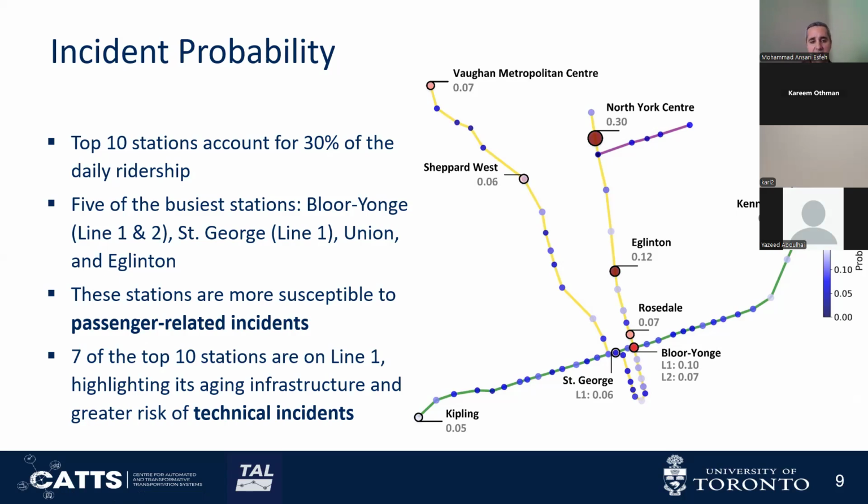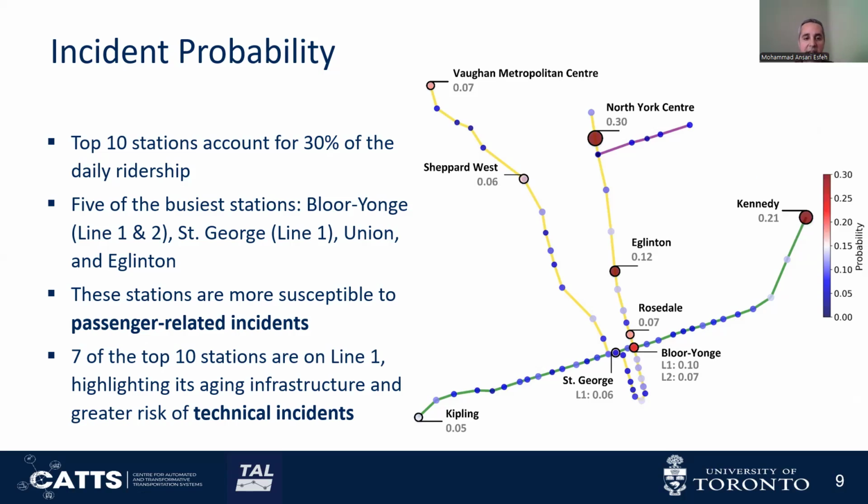And 5 of these stations are the busiest stations in the network, including Bloor-Yonge on line 1 and line 2, St. George on line 1, Union, and also Eglinton station. As I said before, one important factor is being exposed to passengers. Since these are the busiest stations and they are exposed to passenger activities, they are more susceptible to passenger-related incidents. So that could possibly explain why these stations experience more frequent incidents.